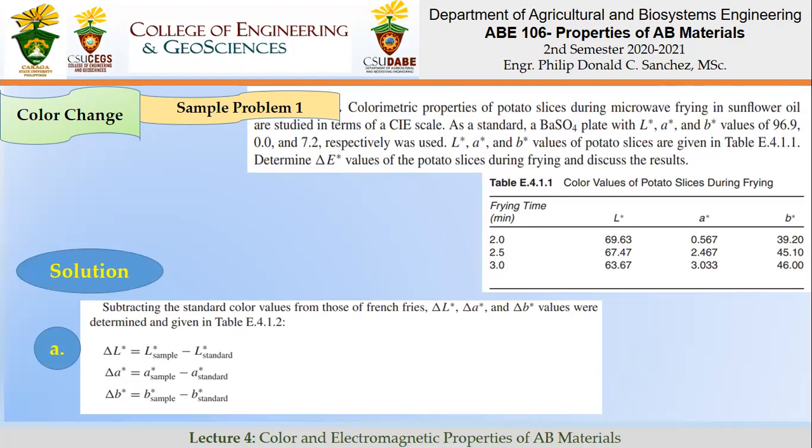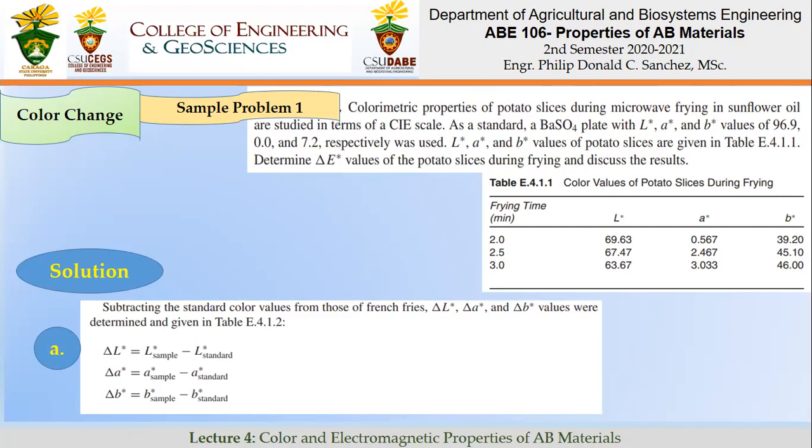And sir, it's negative, because the measured value is bigger than the standard. Don't worry, because you will square it based on the formula, so you can still get a positive change, or a difference in color. For the A component, the value of the sample is 0.567 minus 0 for the standard, then square your value. For the B, 39.2 minus the standard, which is 7.2, squared.